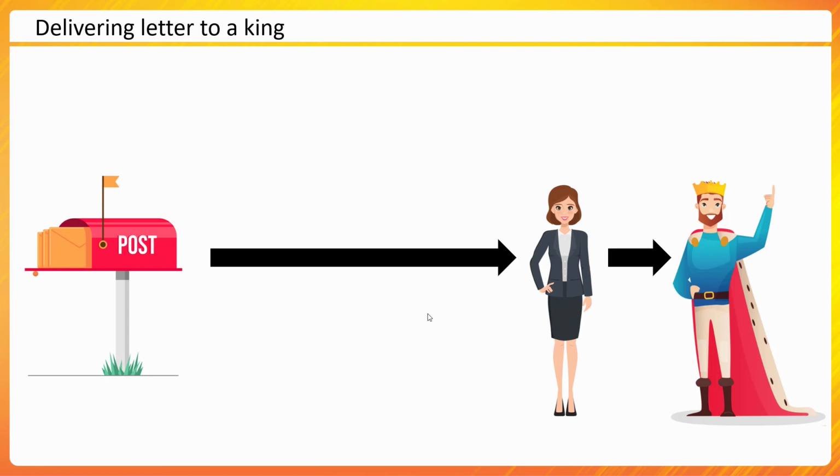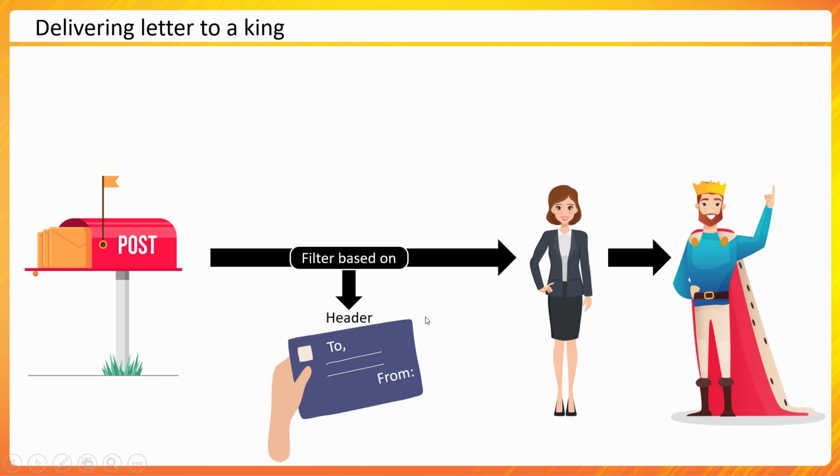Right now, I'm just keeping the king here as a discussion point. So when a letter comes, she has to decide on filtering those letters. One option for her to filter is to read the header information on the letter. Every letter would have to and from information, so she can identify who has sent it. So let's say this letter has come from Ashish, and she doesn't know who this person is. Obviously that letter may not reach the king, but if something comes from, let's say, the Duke of Edinburgh, then probably it has to reach the king also.